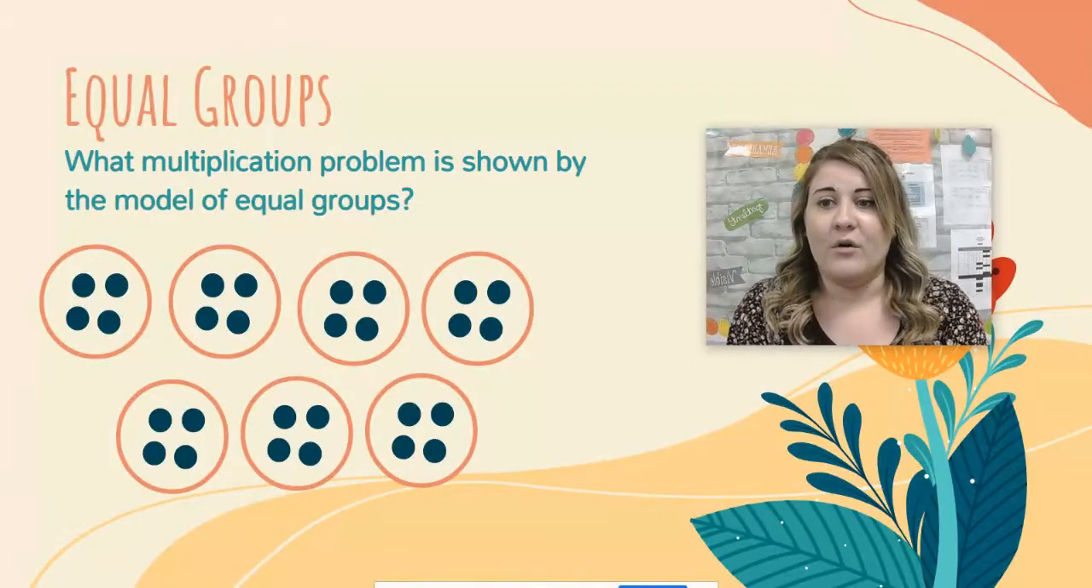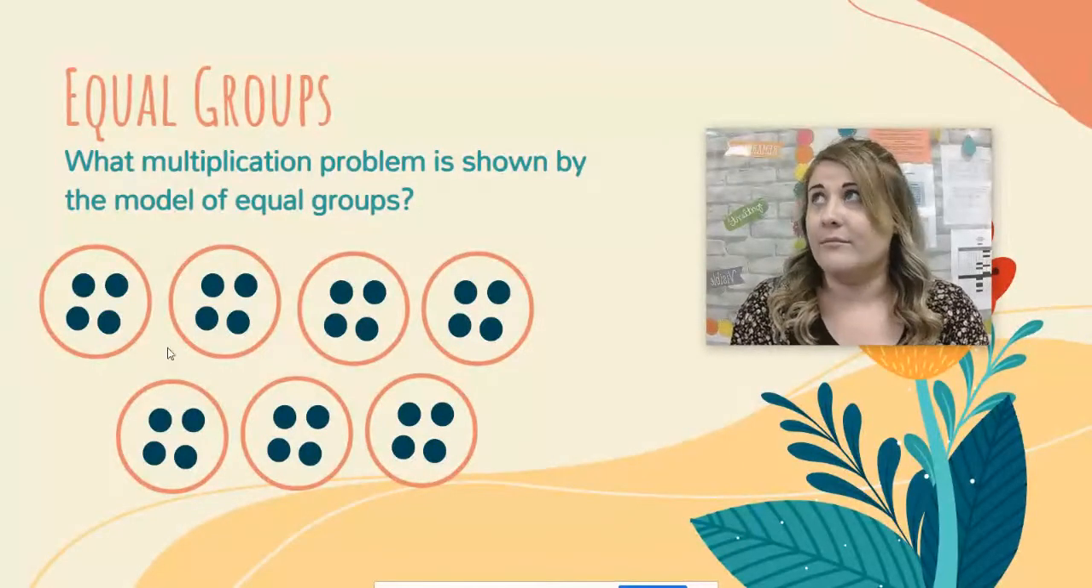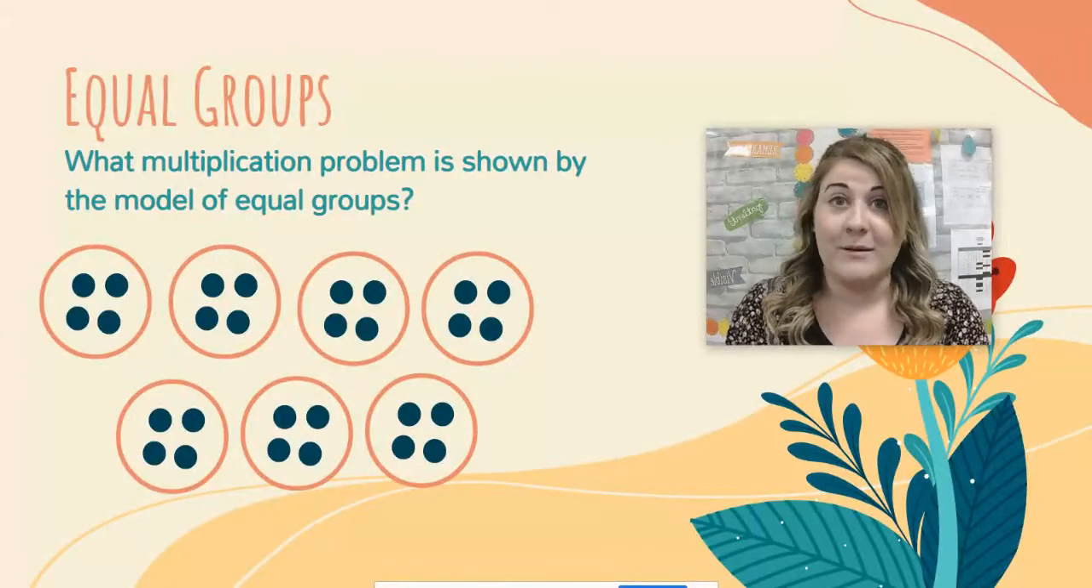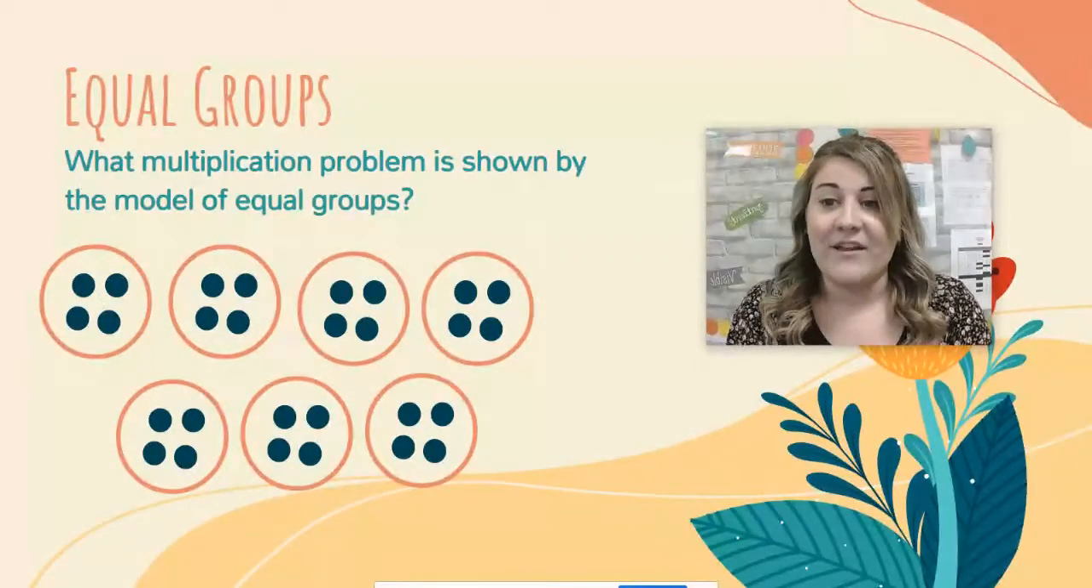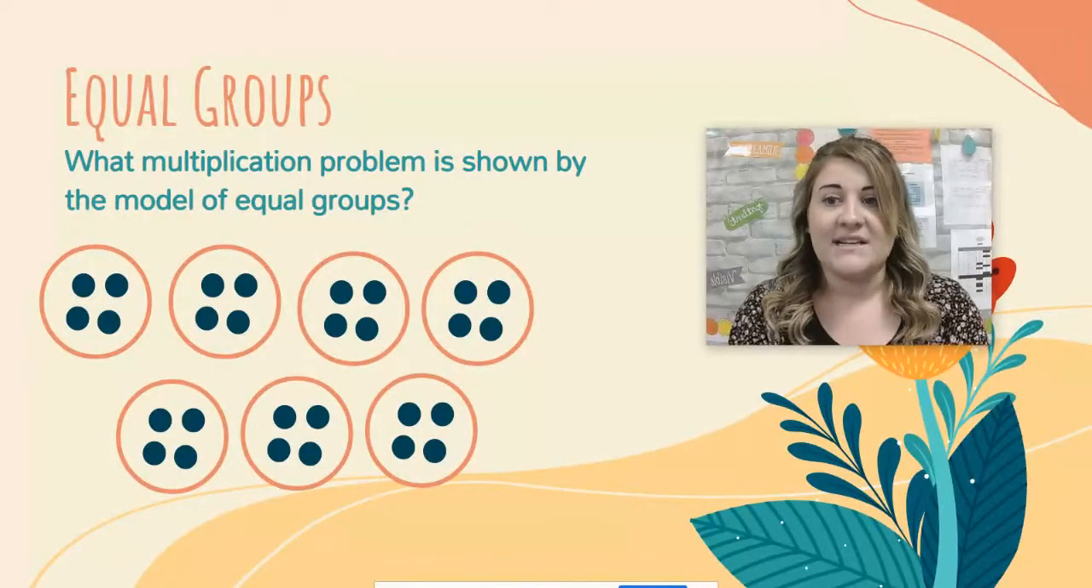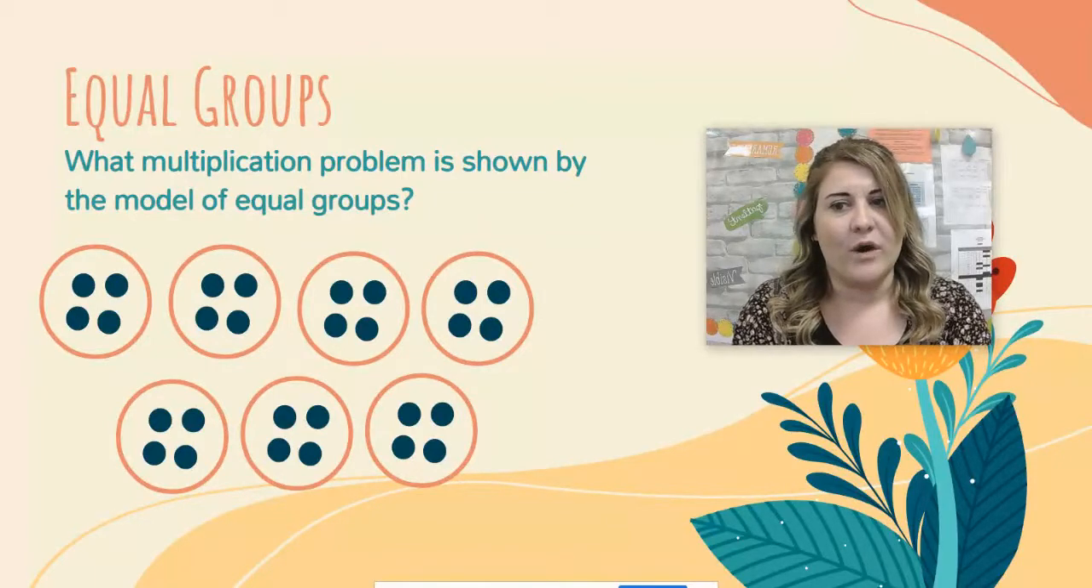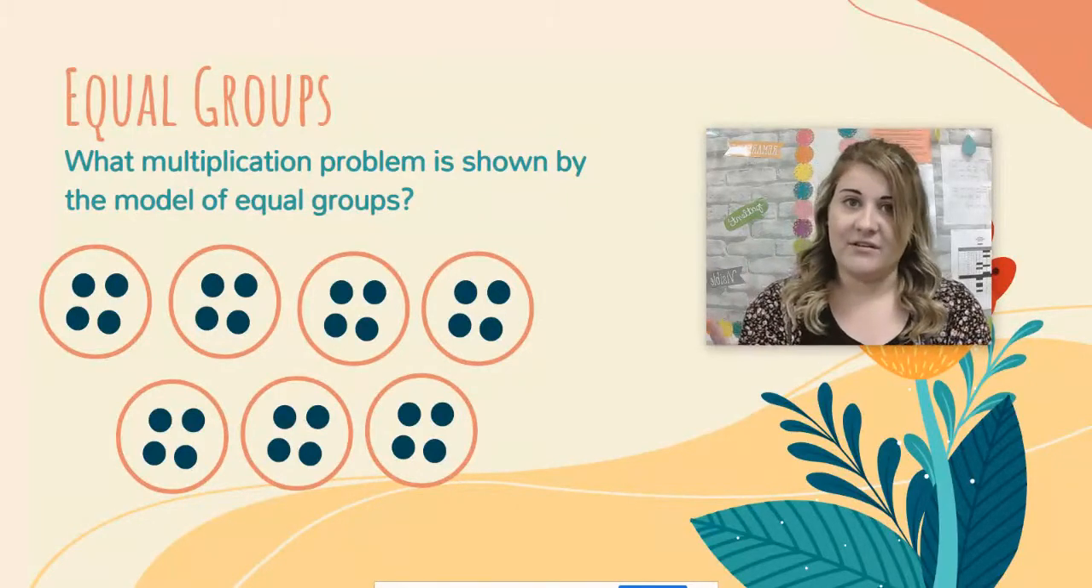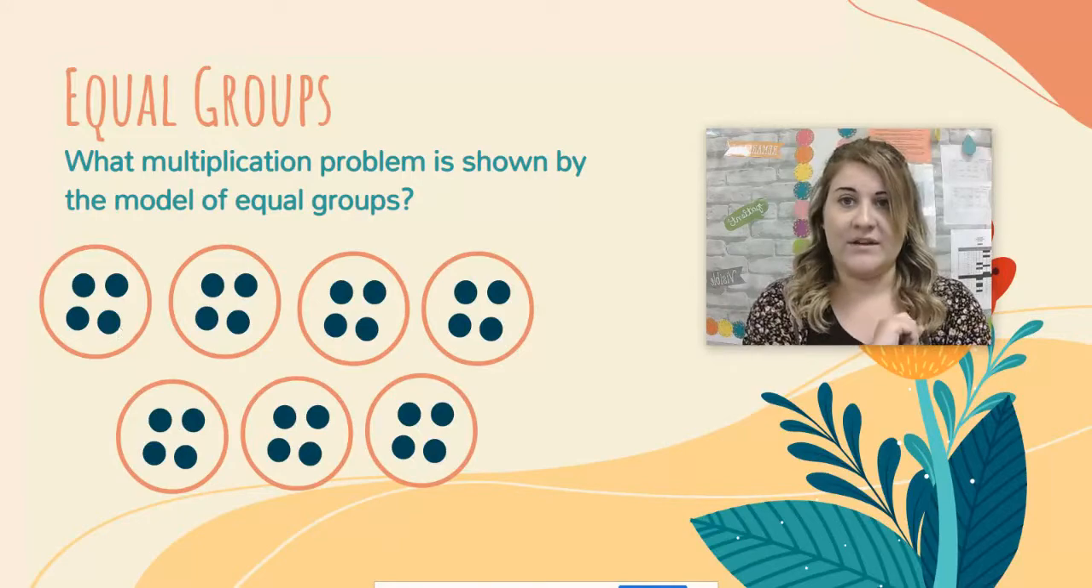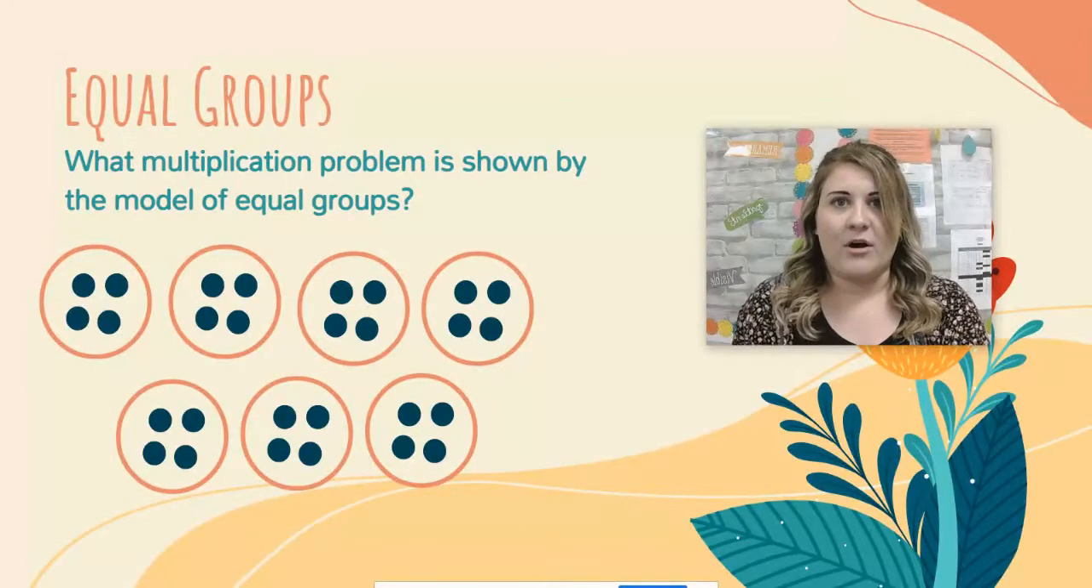We're going to keep rolling on. There are 7 groups. So 1, 2, 3, 4, 5, 6, 7 groups. So 7 would be my first factor times how many is in each group? 1, 2, 3, 4. So 7 times 4 is going to be my multiplication sentence equals, well, we have to add them all up to figure out the product. So let's count them up.